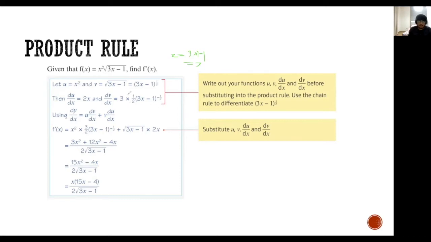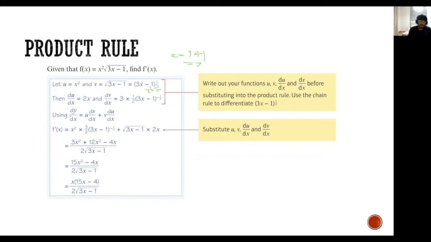You take the 3 outside and you multiply it by half, because you get z raised to the power of half here. We know that z is equal to 3x minus 1, and when you differentiate this, you get half z, so that's half into z raised to the power of, and you have to subtract 1 from this as well. So what you get is 3x minus 1 raised to the power of negative half. So that's the differentiation of v with respect to x.